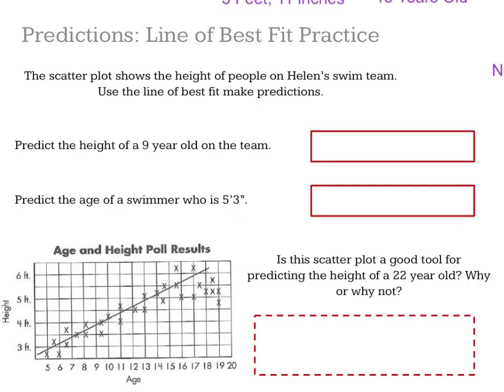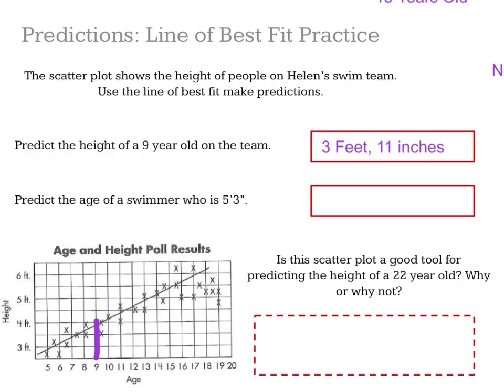So this says the scatter plot shows the height of people on Helen's swim team, and you use the line of best fit to make a prediction about this. So, predict the height of a 9-year-old on the swim team. So I'm going to go over to where the 9-year-olds are, and I'm going to draw a line up, and I'm going to see about where it hits, and it's just under the 4-foot mark, so I'm going to say 3 feet 11 inches.